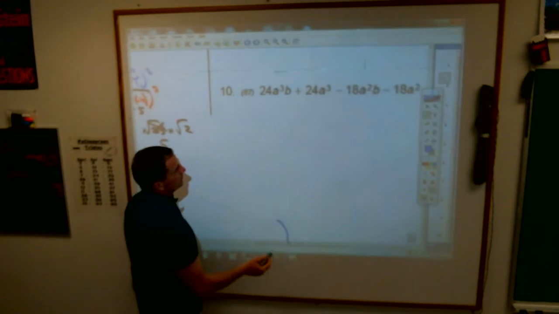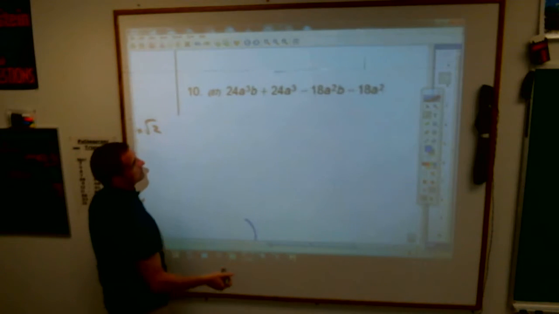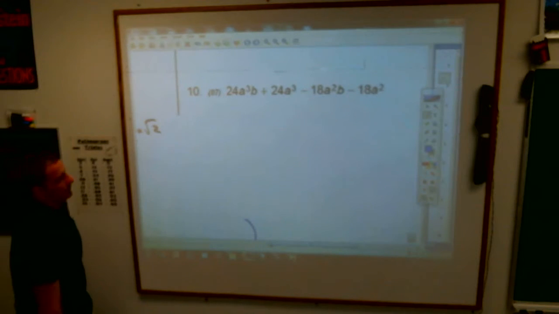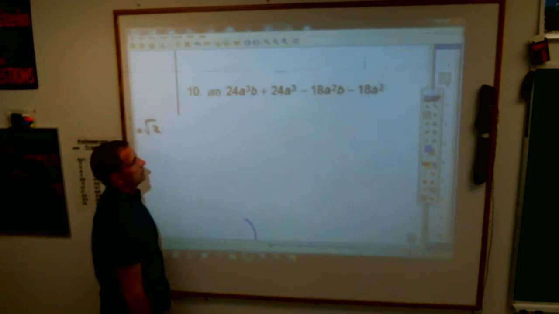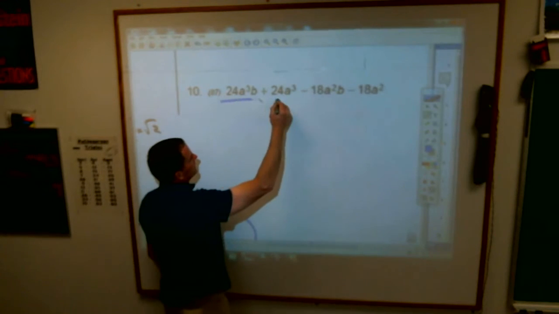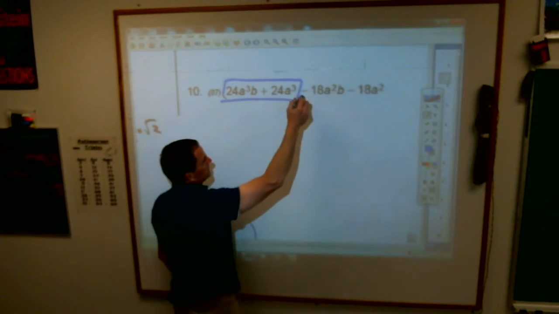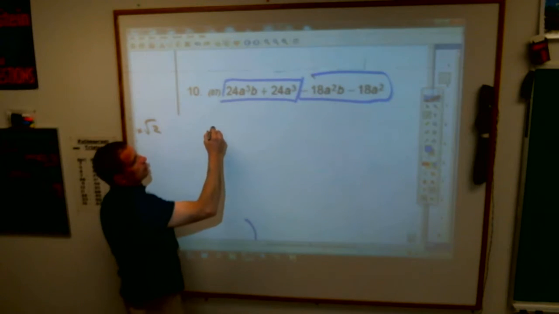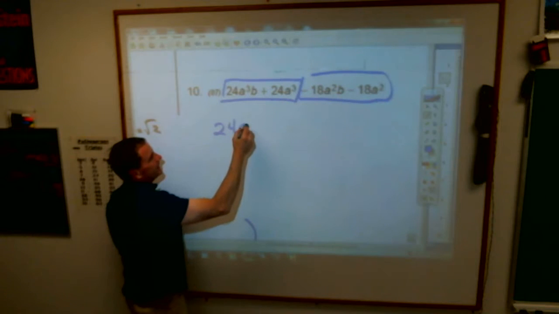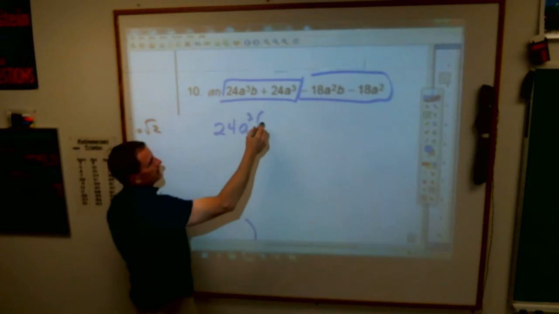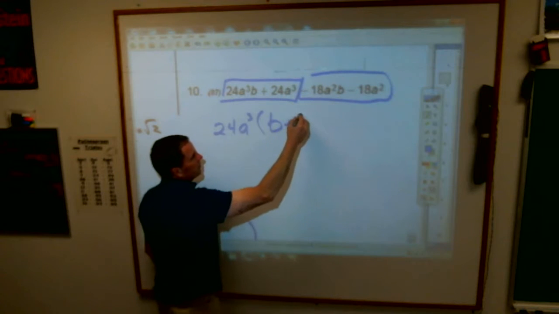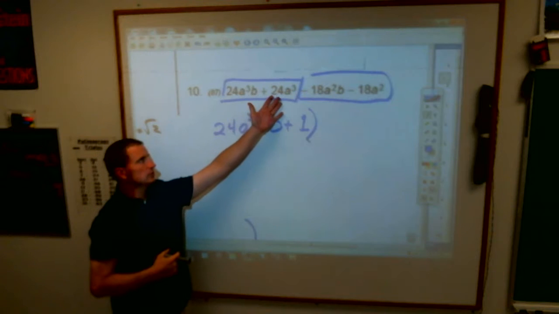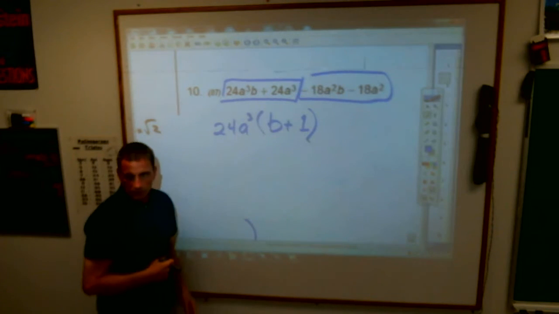No, not factoring by grouping, is it? Alright. Only way to factor a 4-term thing, Ryan, is to do it by grouping. What can you take out of the first one? 24. So you're going to group it like this. Looks like there's stuff you can take out. So what'd you take out? 24a cubed. If you take that out, you're left with b plus 1. You have to get that 1 in there, because if you don't put the 1 there, that whole term goes away. So you're actually dividing that up. Did you get the b plus 1?